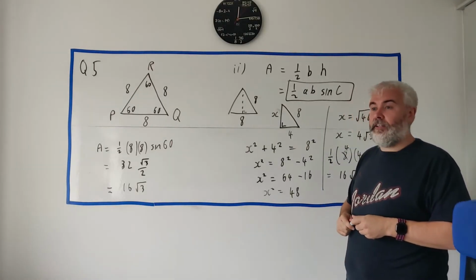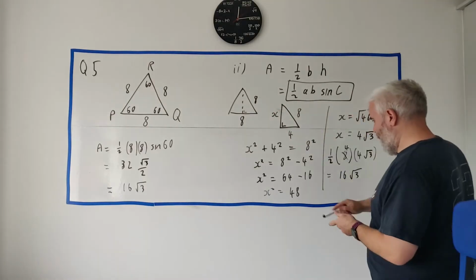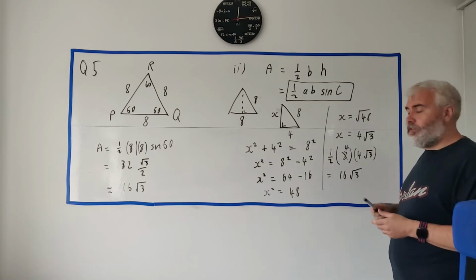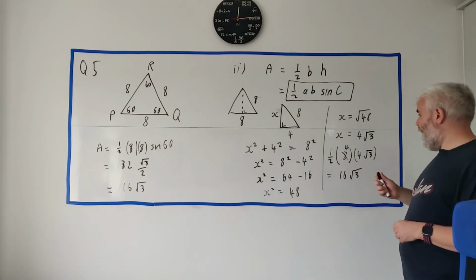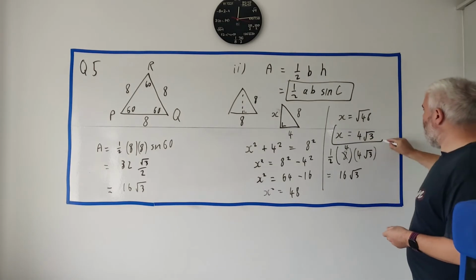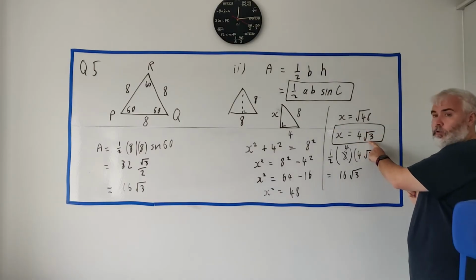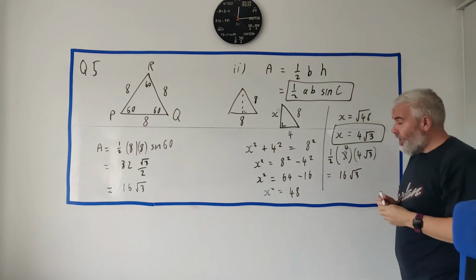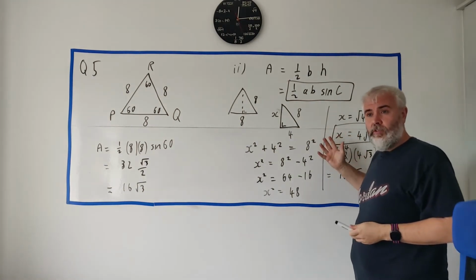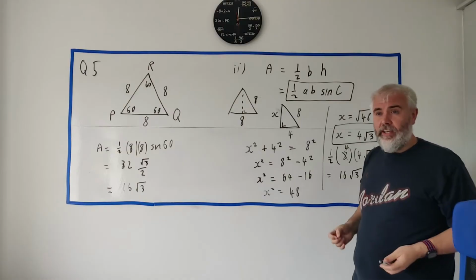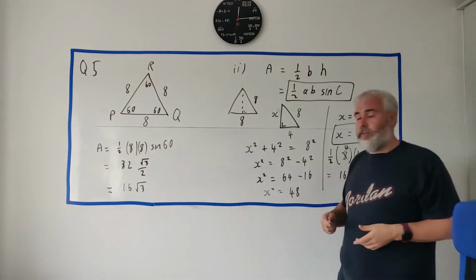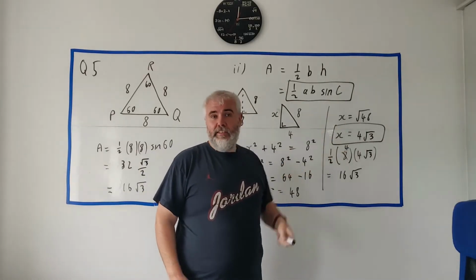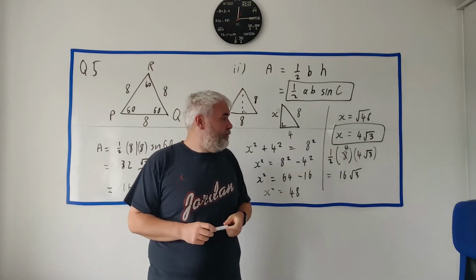Find the perpendicular height of the triangle. That would be x here. And give your answer in the form of a number multiplied by square root of a number. So we've already done that. That would be the answer to part 3. If you did do this in part 2, you wouldn't have to do it again. You could just write 'as seen above', something like that. Write the answer again, and the examiner would know to look above.